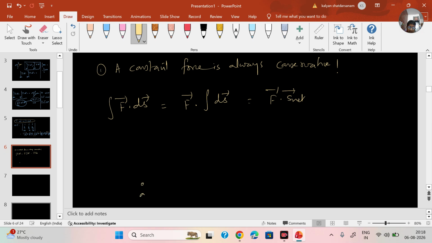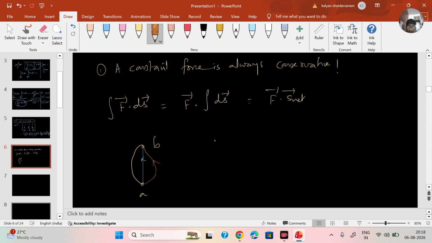For example, you went from A to B in a curved path, but work done, if it is a constant force acting while the body is going on this path, work done by that force is F dot S net. S net is this blue colored fellow. Even if you were to go in this path, S net will be blue colored fellow only. So you see, it is coming out to be path independent. So a constant force is always conservative. Very important idea.